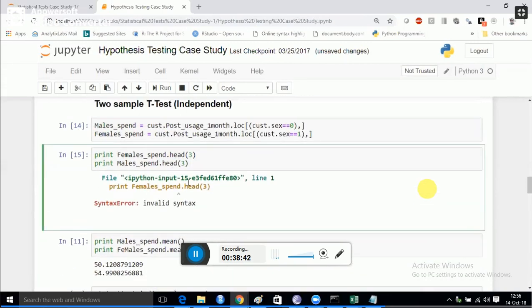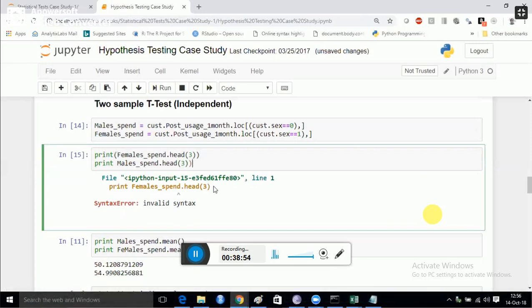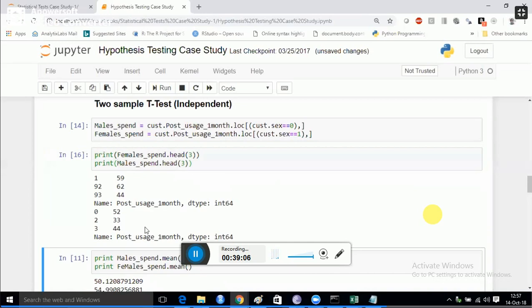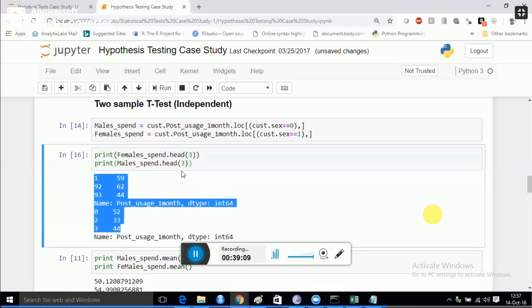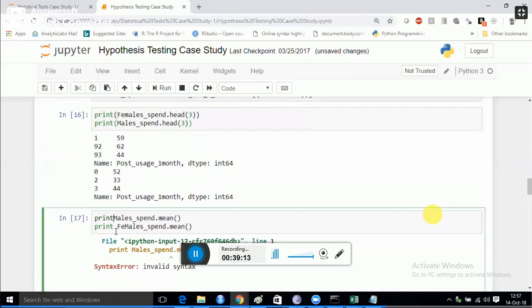Why do you think this is giving me a syntax error? Print, I'm missing a bracket here. The code that I have written is from Python 2. So even if I am not using dot loc in Python 2, it was still giving me an output. So I have to change it in the perspective of Python 3. Right? So this is my male spend, this is my female spend. So I'm just calculating the mean of male and female credit card spend. Just the mean of it.